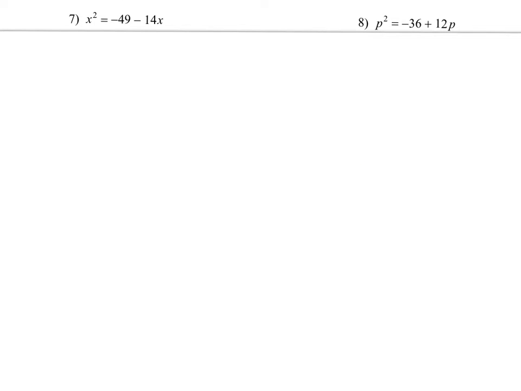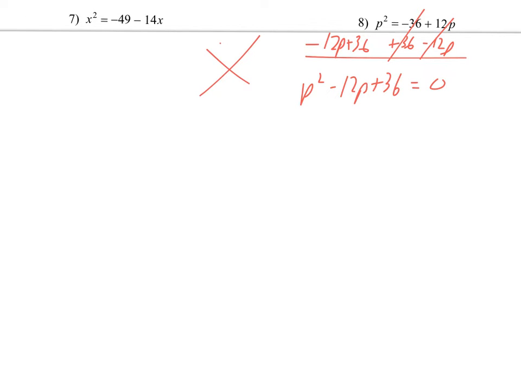All right, next up here, I need to get one side to 0. I'm going to move everything to the left side because I really like my squared term to be positive. So I'm going to keep that on the left and move these guys over like this. Now I need to factor it, thinking of two numbers that multiply to 36 and add to -12. So that'll be -6 and -6. So (p - 6)(p - 6) = 0.